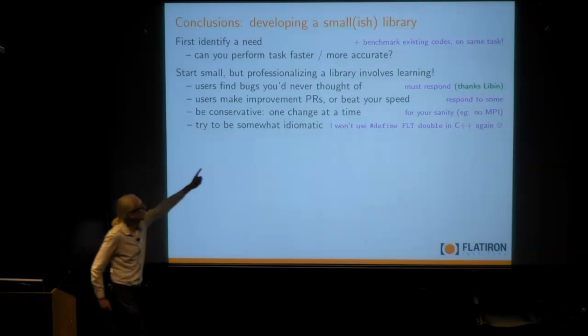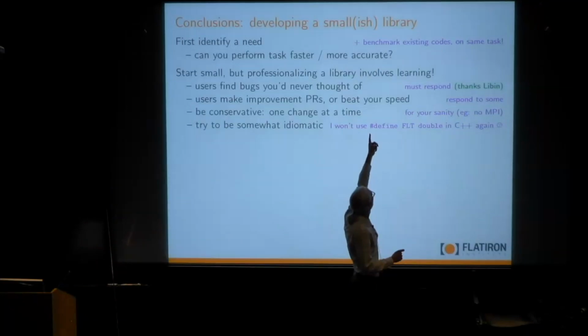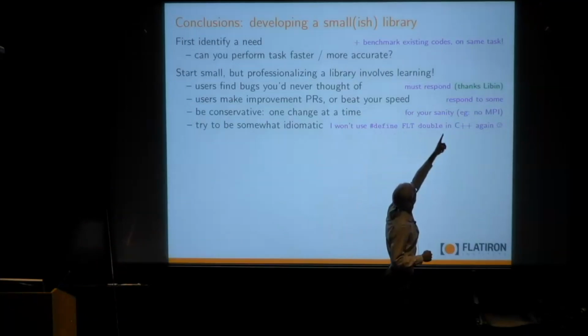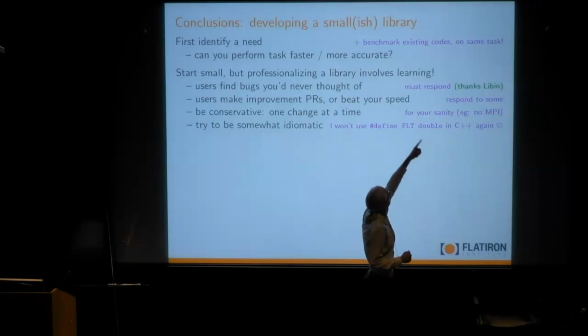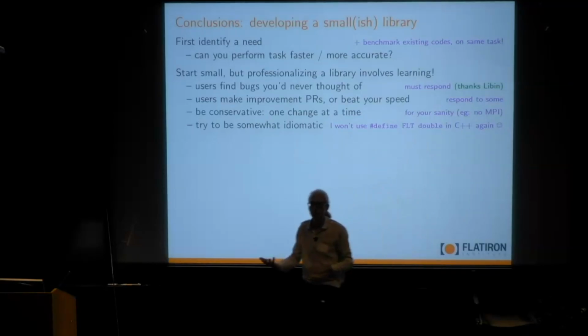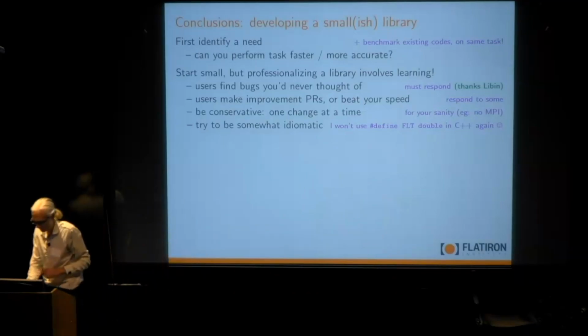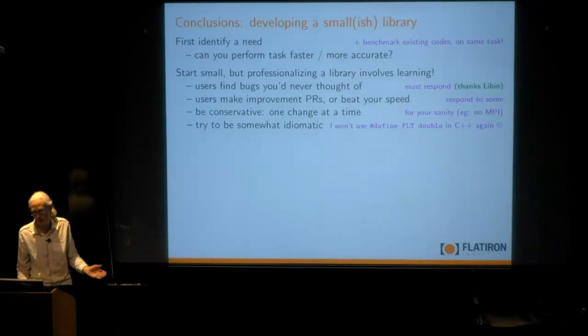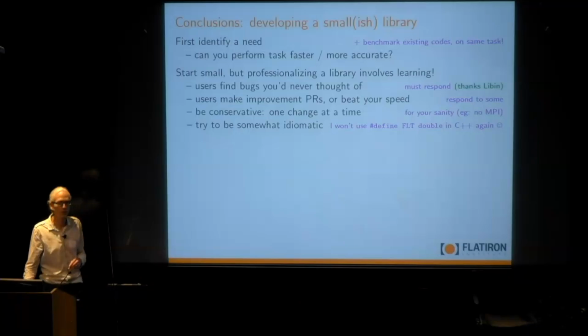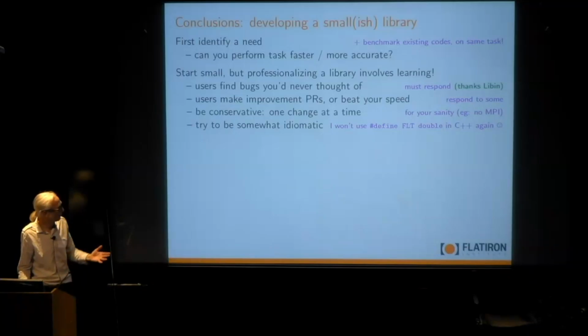Try to be somewhat idiomatic. I was an idiot, and I wrote macros. The whole code, still in C++, has a C-style macro definition that switches the two precisions from float to double. Okay, go figure. But it works. I can understand it. C++ developers hate it. But next time around, I would template it. But I didn't know templating.